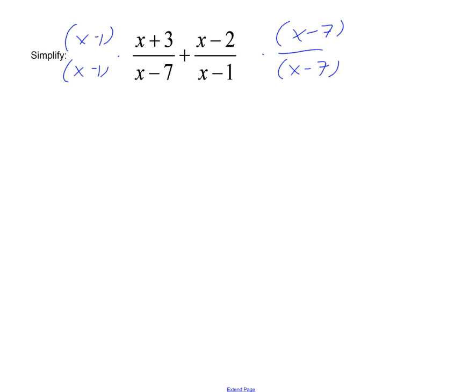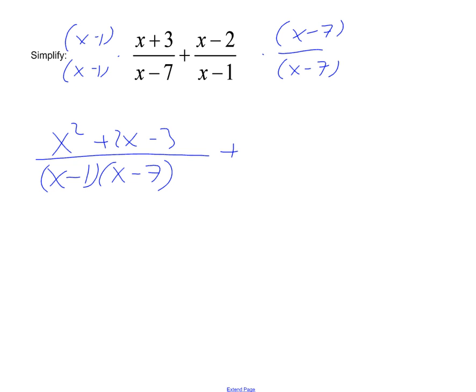By doing this, we wind up with, and I'm going to multiply my numerators, x squared plus 2x minus 3. And I'm going to leave my denominator factored. Often, and you'll see this in Algebra 2, it's better to have denominators factored. Plus, I'm going to multiply my numerator by foiling, right? X squared minus 9x plus 14.